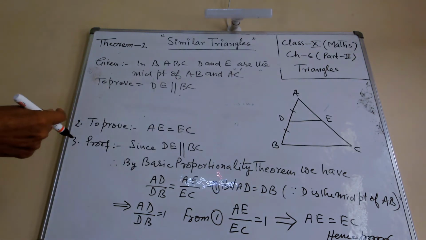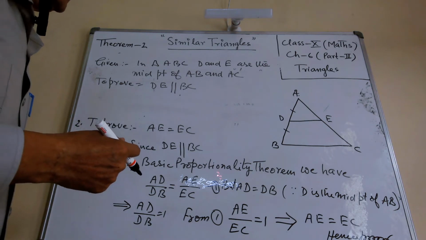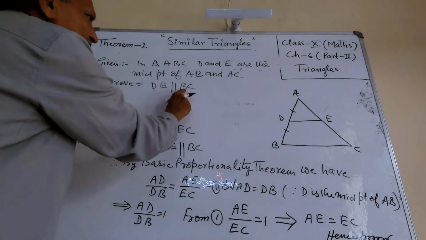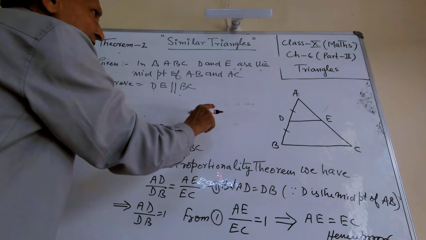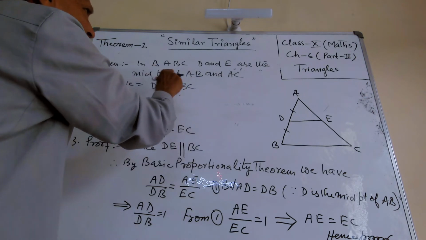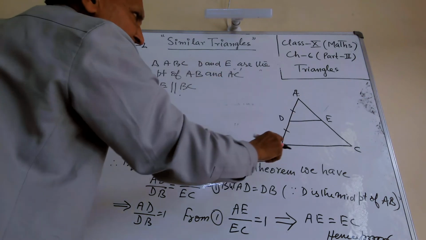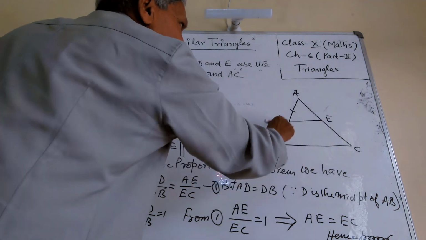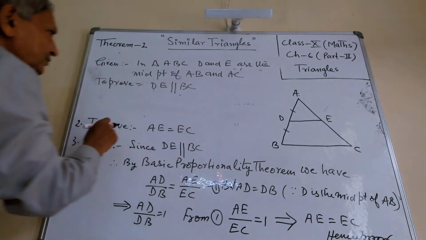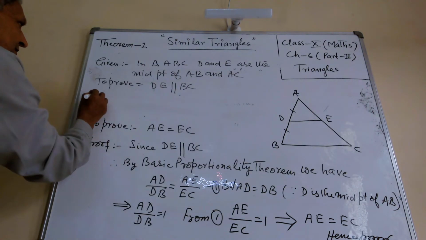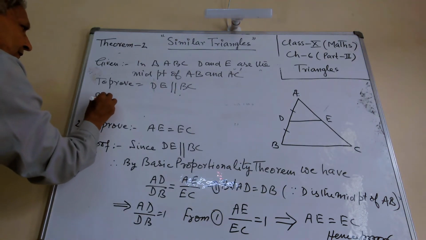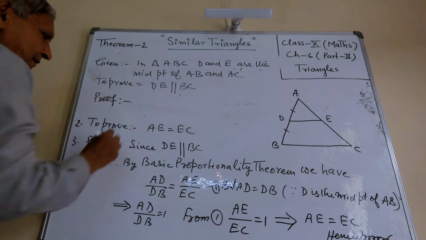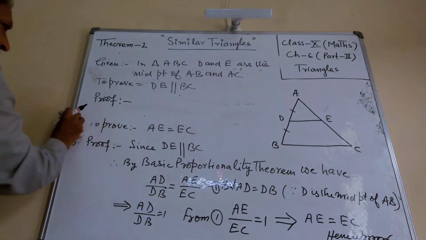Because this is the converse of the first theorem. In first theorem, DE is parallel to BC given, and we have to prove E is the midpoint of AC. Here, D and E are the midpoints of AB and AC, and we have to prove DE is parallel to BC. Now, proof. See the proof.